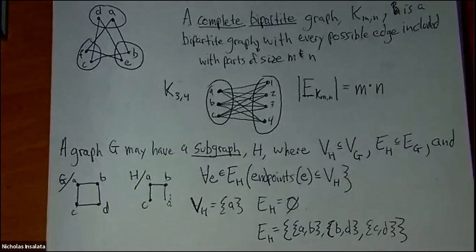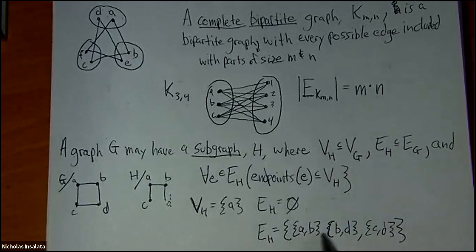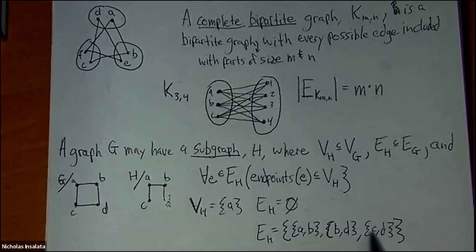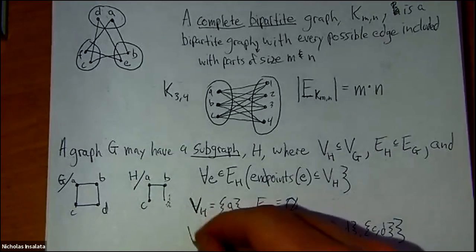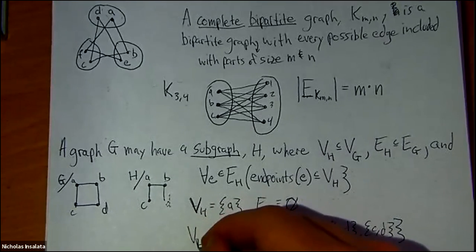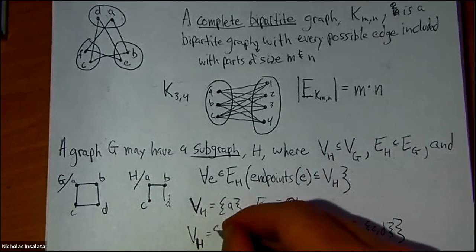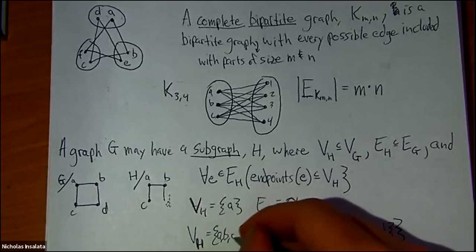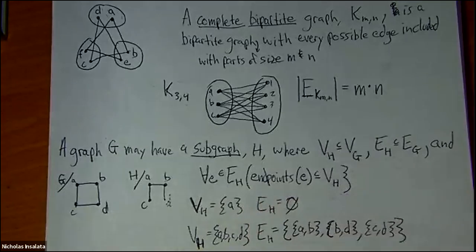Okay, and in that case, you have to look at the endpoints in here to see what goes in the vertex set. We have A and B and C and D, so we need all 4 in the vertex set there. Is everyone happy with subgraphs? Any questions?